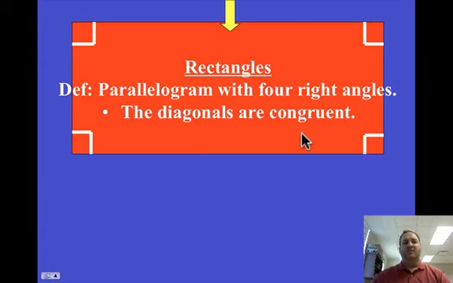Now some kids want to get it mixed up and think that four right angles automatically means it's a square. Not necessarily. For rectangles, the definition is that it has four right angles. A parallelogram with four right angles.